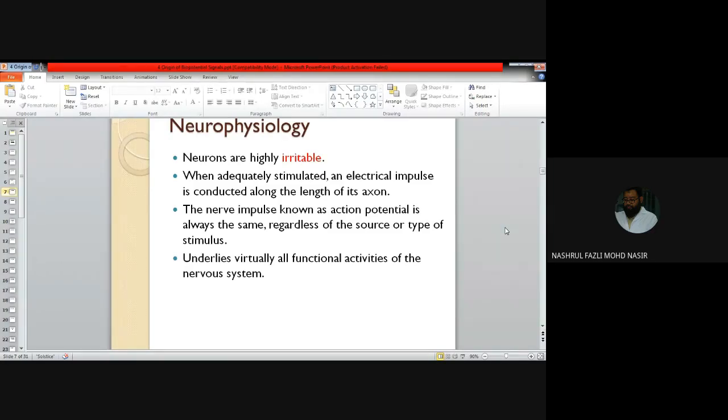The nerve impulse, known as the action potential, is always the same regardless of the source or type of stimulus. It underlies virtually all functional activities of the nervous system. So when you feel pain, it's actually a blessing, because it tells you something is wrong with your body. When you feel uncomfortable, this is how your body tells you there's something wrong.